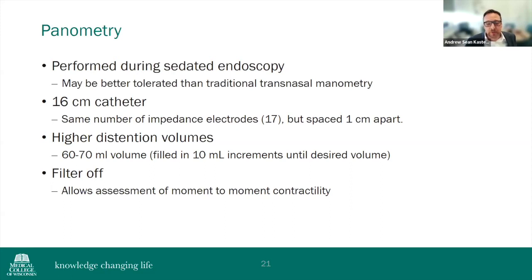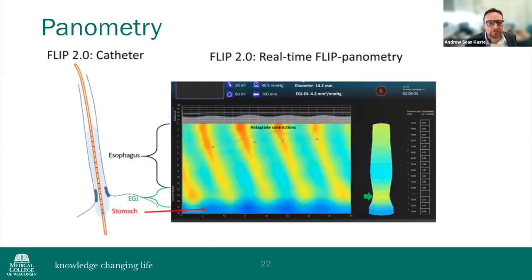For this, you want the filter off. You want those moment-to-moment changes, because you're looking at the contraction pattern over a period of time. So you want that filter off during this part of the procedure. You can see here a longer catheter goes across the GE junction, with maybe 2 or 3 of the probes below the GE junction and the rest up in the esophagus. You inflate that balloon and you'll get a contraction pattern.